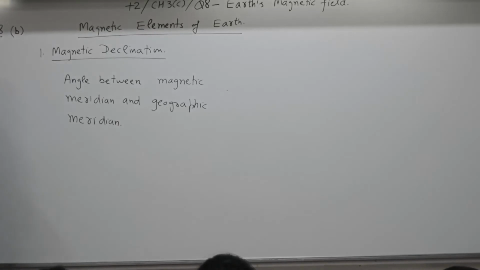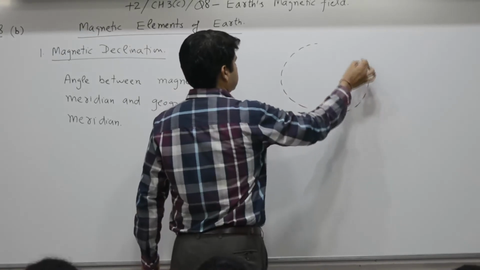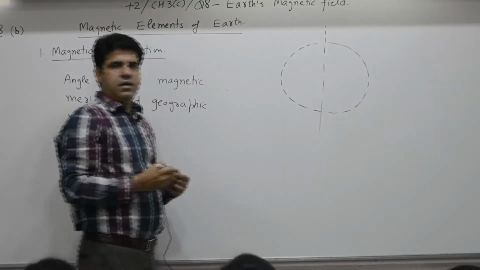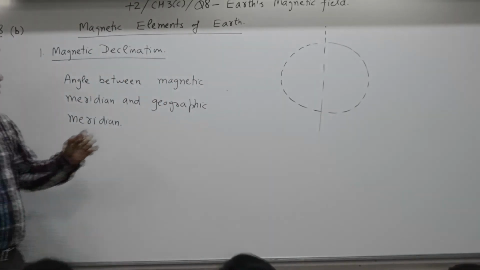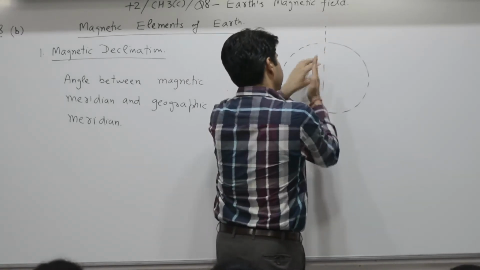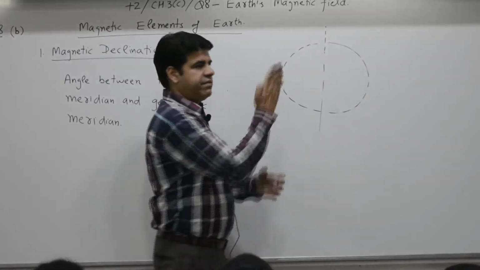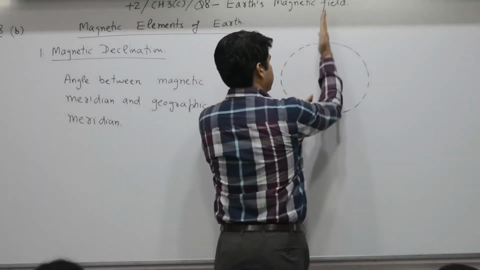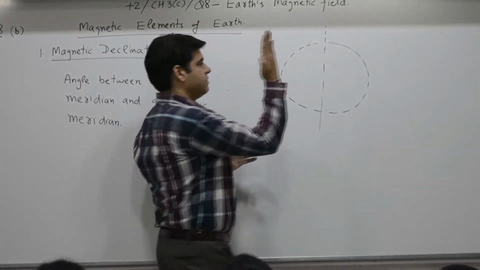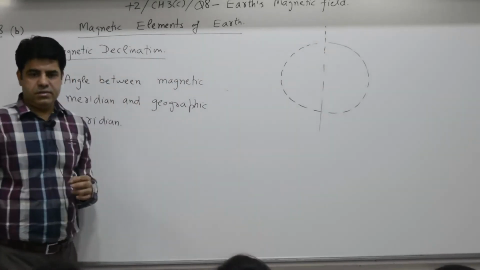What are these two planes then? One, earth is a sphere like an apple. If you have an apple, take a knife and if you cut it symmetrically like this, it will cut the earth in 2 equal parts. Agreed? If this knife is parallel to this axis of rotation, then this plane is termed as geographic meridian.